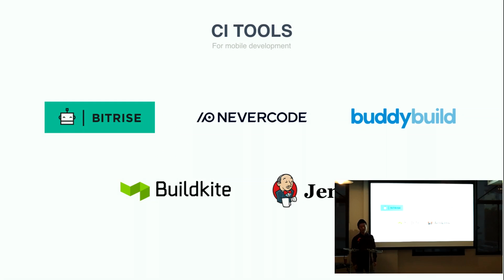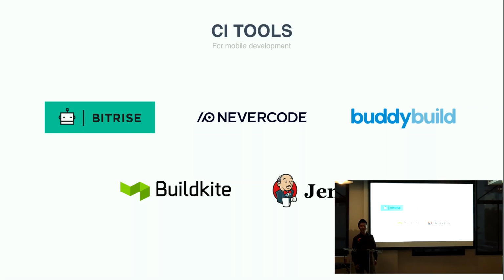Here are some CI tools I used before. For the first three, Bitrise, Nevercode, and Buddybuild, I want to say those three are 100% cloud-based platforms. You don't have to deploy any build agent. To set it up, just enter your Git repository's URL, and then they will clone your code to their build machine in a standard Android build environment.